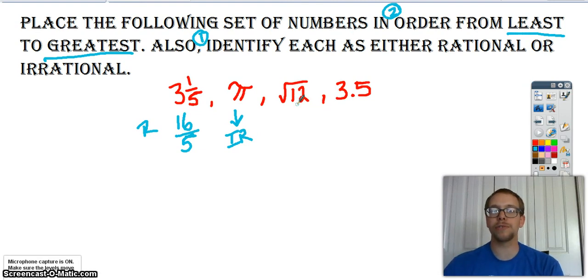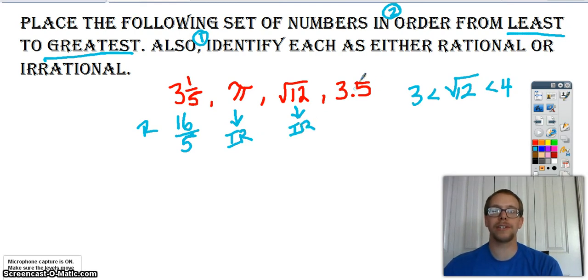Square root of 12, well, if you think about it, 12 is not a perfect square. The square root of 12 will fall between 3 squared, the square root of 9, which is 3, and then also the square root of 16, which is 4. Therefore, the square root of 12 is also not a rational number, it's irrational.